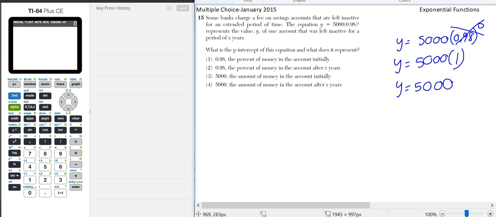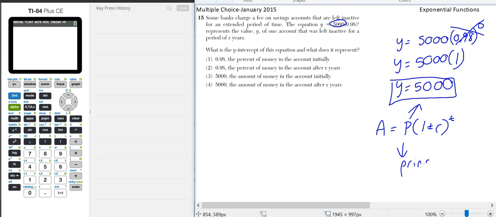And that's what we assumed because we know that always the number before the parentheses is going to be your y-intercept. And the number before the parentheses in an exponential growth or decay function, a is equal to p times 1 plus or minus r to the t, p is always the number before the parentheses. It's always the principal or the original amount. So the answer to this question is choice number 3. The y-intercept is 5,000. 5,000 represents the amount of money in the account initially.